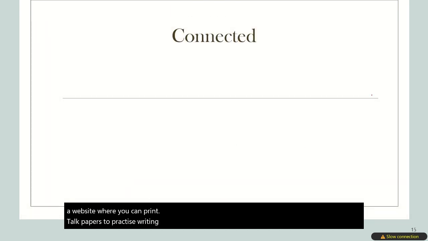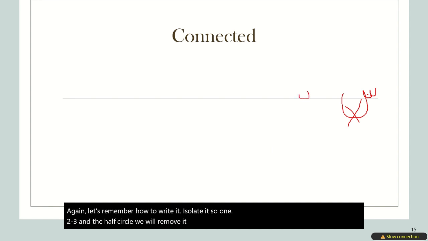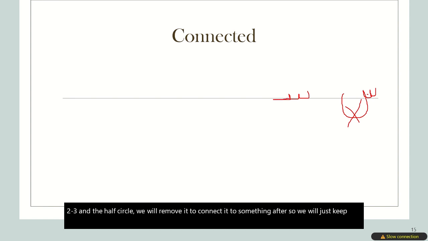Okay, so again, connected. Again, let's remember how to write it isolated. So 1, 2, 3, and the half circle. We will remove it to connect it to something after. So we will just keep the teeth. And we will extend a line from it if we want to connect it to a letter after.